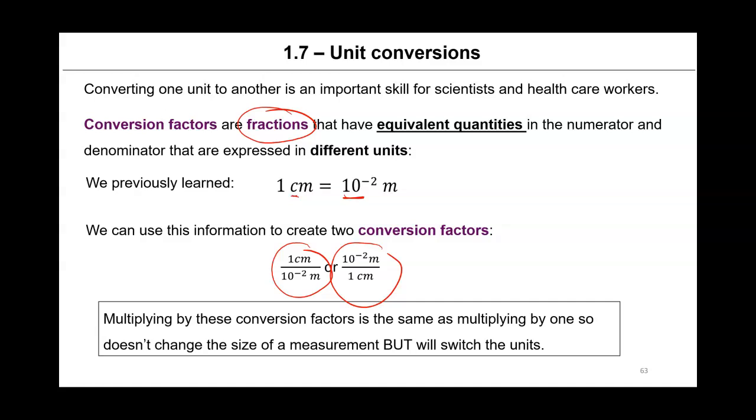And so what you see here is that we have equivalent quantities on both the top and the bottom line, but those quantities have different units. Because these conversion factors have equivalent quantities in both the numerator and denominator, their mathematical value is actually 1. This means if we multiply a number by a conversion factor, we won't change the size of the number, but what we will do is switch the units.